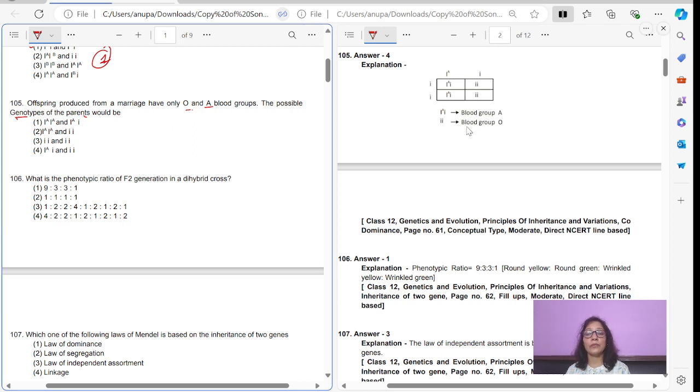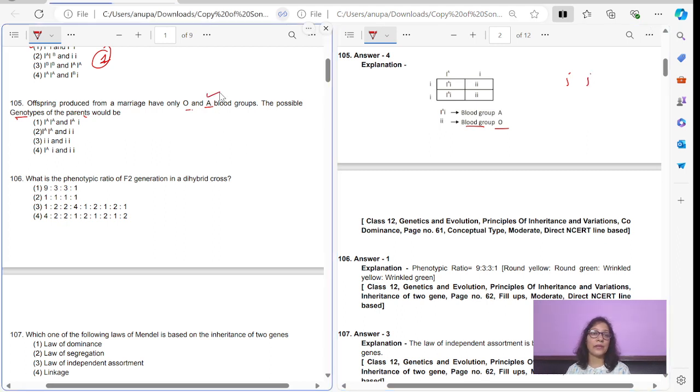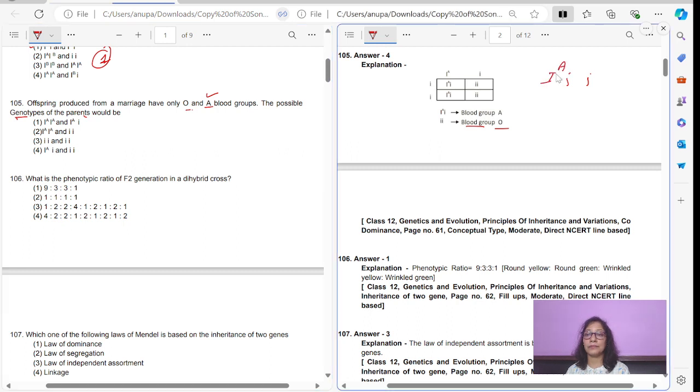And we know that O blood group is when both the parents have ii alleles, and blood group A will be when one of the parents has IA, and other descriptions are not given. On the basis of these two blood groups we have to find out the answer. It means that one of the parents must have ii, because only A and O blood groups are in the children. So the genotypes of parents will be IAi and ii.